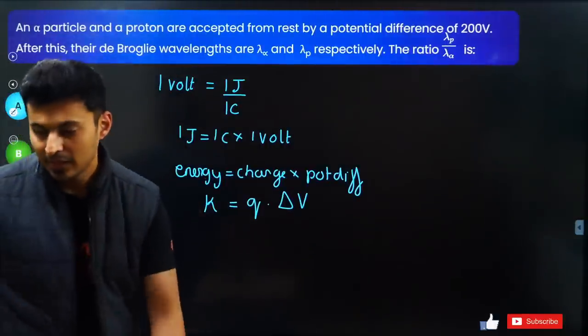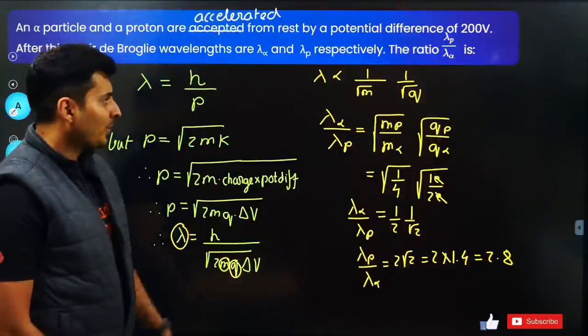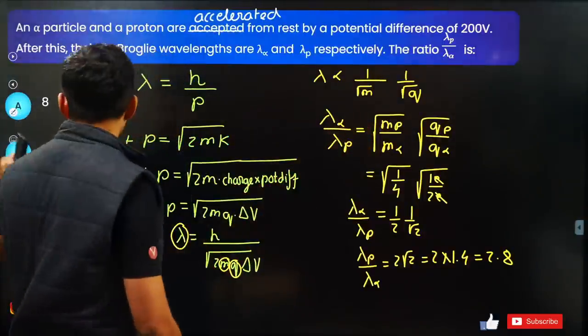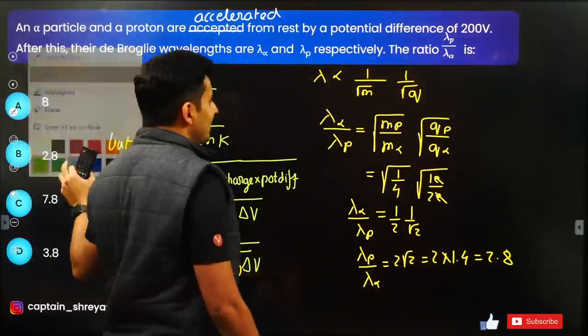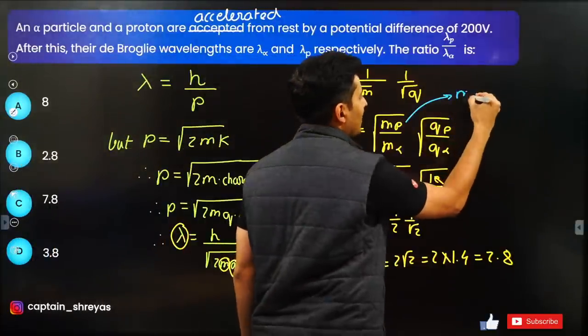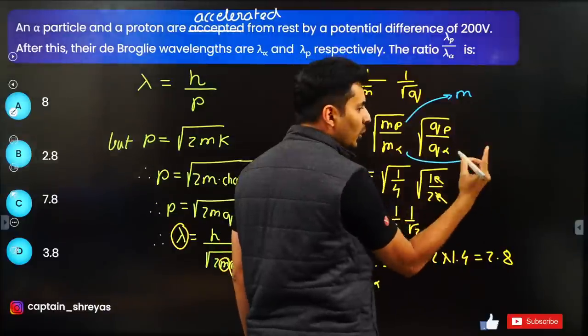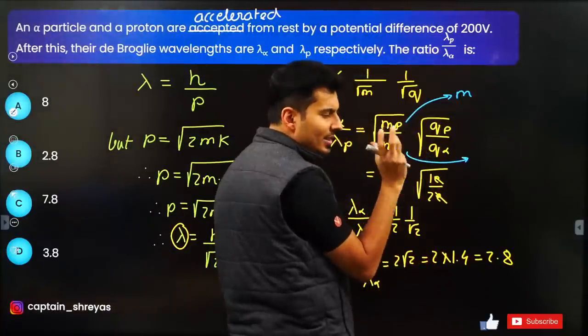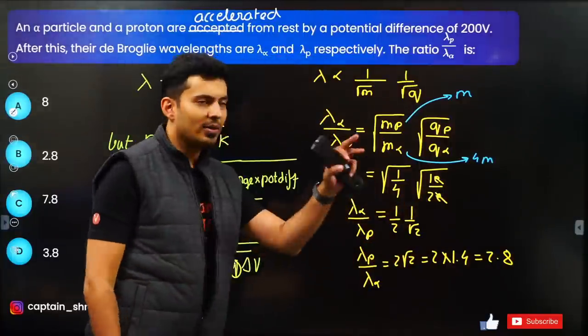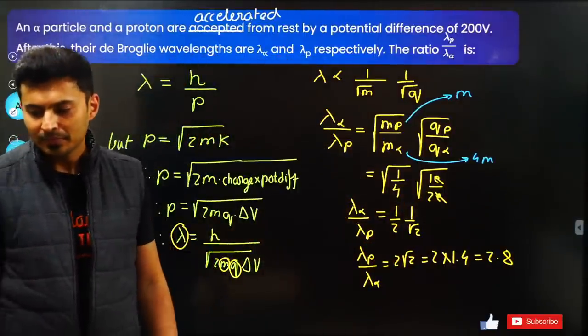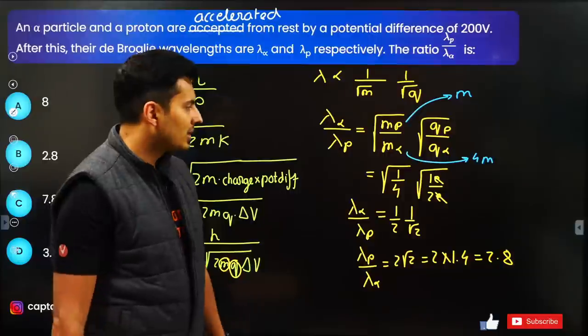Okay. How did 1/4 come? Proton. What is the mass of a proton? Just assume it as something, let's say M. So what will be the mass of an alpha particle? Two protons, two neutrons. Proton and neutron have roughly the same mass, so it will be 4M. The M will get cancelled, so 1/4. Everybody got it? Okay, I hope this is clear.